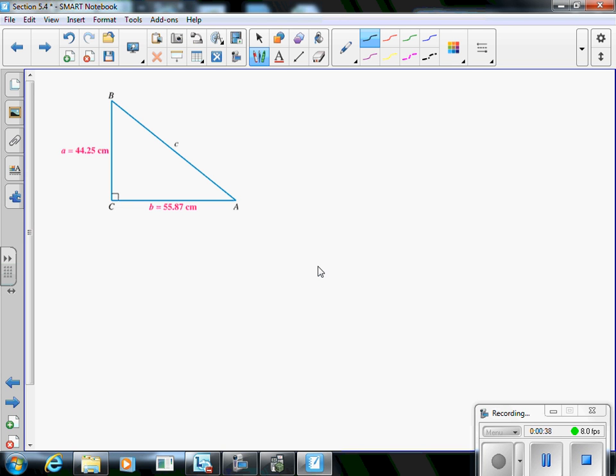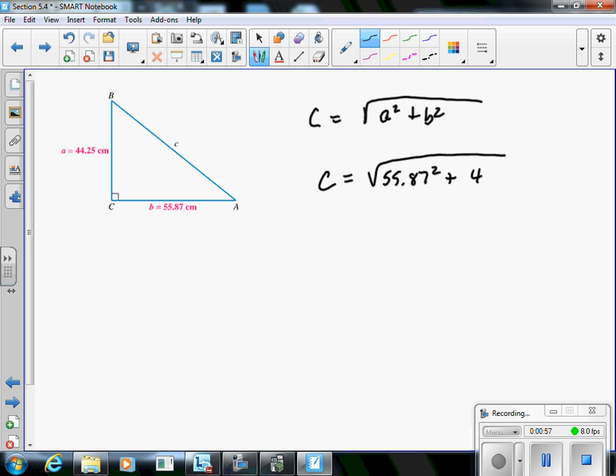The very first thing I'm going to do is use the Pythagorean theorem to find the hypotenuse c. The hypotenuse c would of course be equal to the square root of a squared plus b squared. c therefore is the square root of 55.87 squared plus 44.25 squared. And when I run that through, I find c is approximately 71.27. I'm using 4 significant digits, because the sides that I was originally given had 4 significant digits.